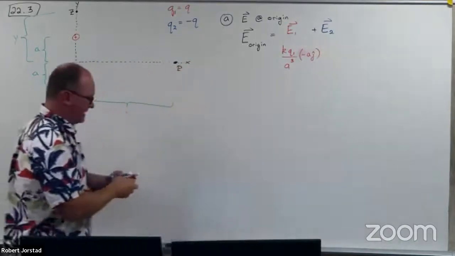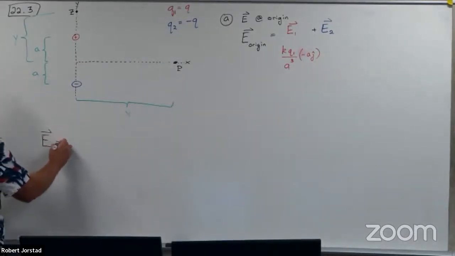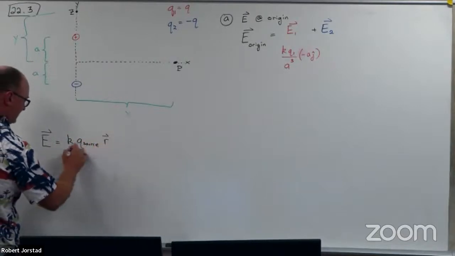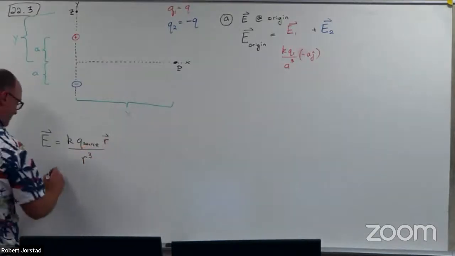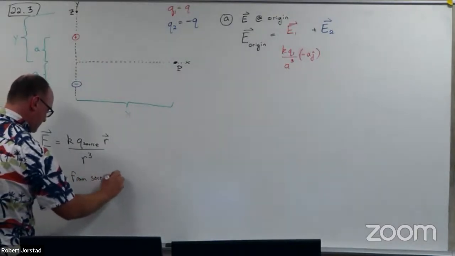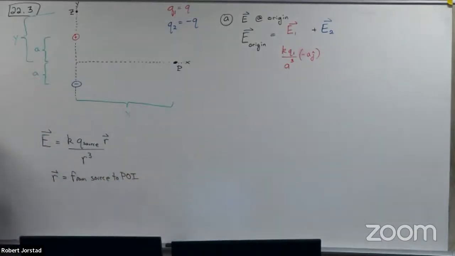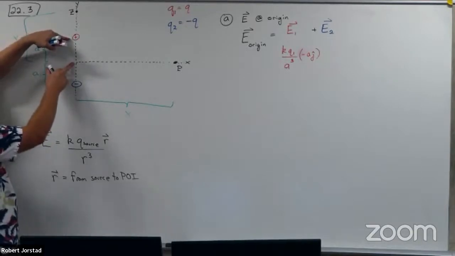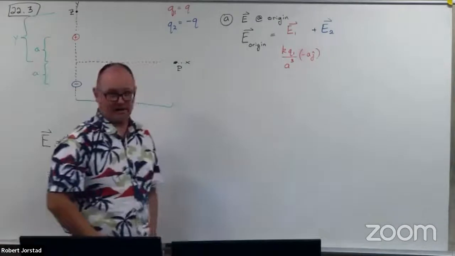So if you're wondering where I'm getting that from, let me write down the general formula. The electric field is equal to K, Q of the source, times R vector divided by R cubed, or you could use R hat and R squared. And remember, R is from the source to the point of interest. From source to POI, you're going to hear me say that all semester. This is the source of the field. This is the point where I'm interested in finding the field. So I go from here to there. That's why I used negative A j hat.